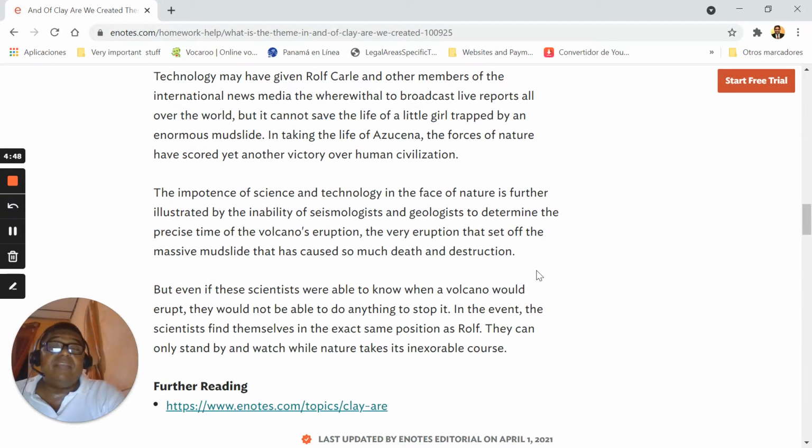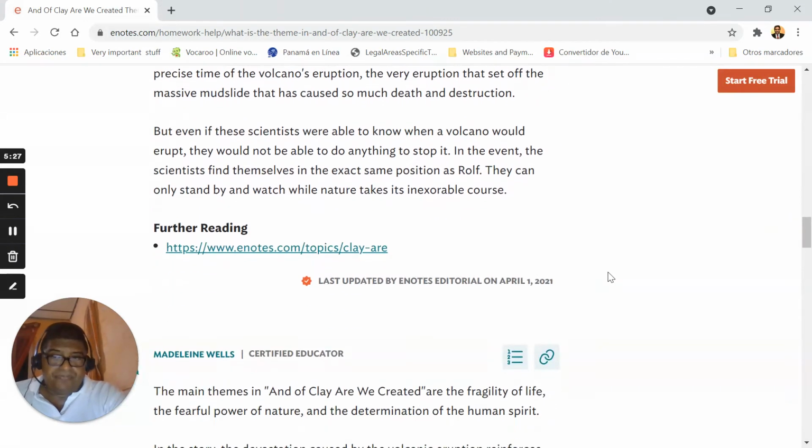In taking the life of Azucena, the forces of nature have scored yet another victory over human civilization. So, the impotence of science and technology in the face of nature is further illustrated by the inability of seismologists and geologists to determine the precise time of the volcano's eruption, the very eruption that set off the massive mudslide that has caused so much death and destruction. But even if these scientists were able to know when a volcano would erupt, they would not be able to do anything to stop it. In the event, the scientists find themselves in the exact same position as Rolf. They can only stand by and watch while nature takes its inexorable course.